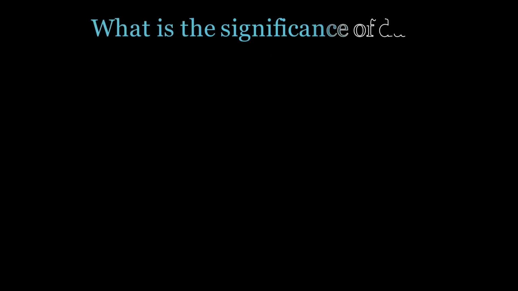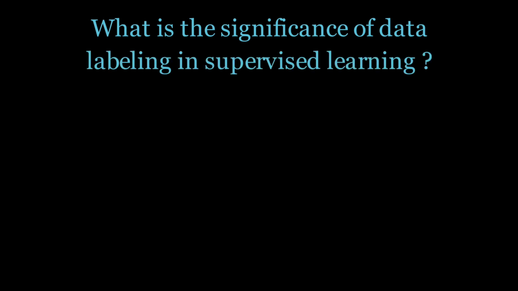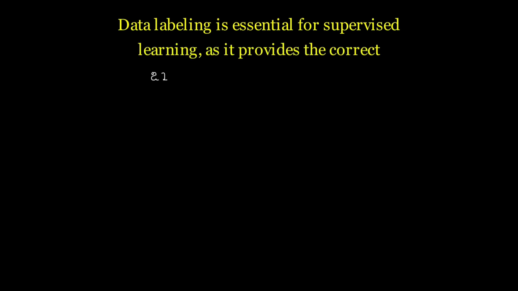What is the significance of data labeling in supervised learning? Data labeling is essential for supervised learning as it provides the correct answers that the model uses to learn and make predictions.